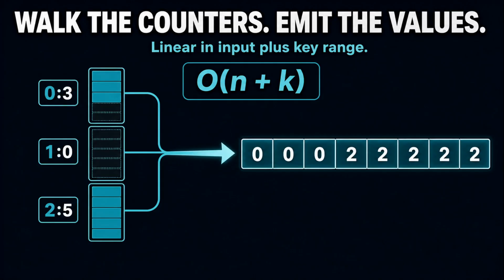That is the payoff. From that histogram, reconstructing the sorted output is just walking the counters from low value to high value. For example, if counter 0 says 3, emit 3 zeros. If counter 1 says none, skip it. If counter 2 says 5, emit 5 twos. Wait, really? That is the whole trick? Exactly. The runtime is O of n plus k. N is the number of records, k is the number of possible values. If k is 100 and n is 10 million, that is basically linear. The comparison lower bound never gets involved because we are not comparing pairs.